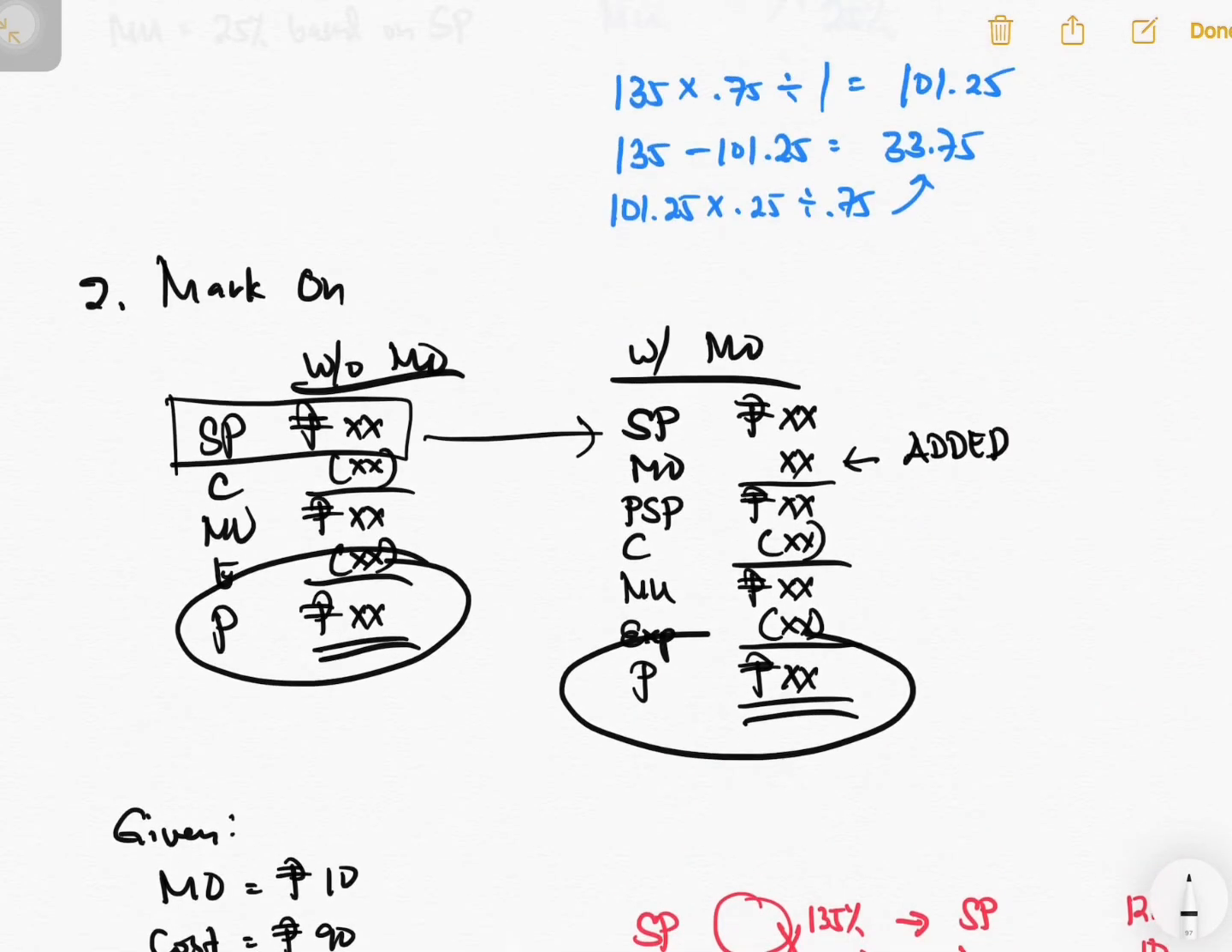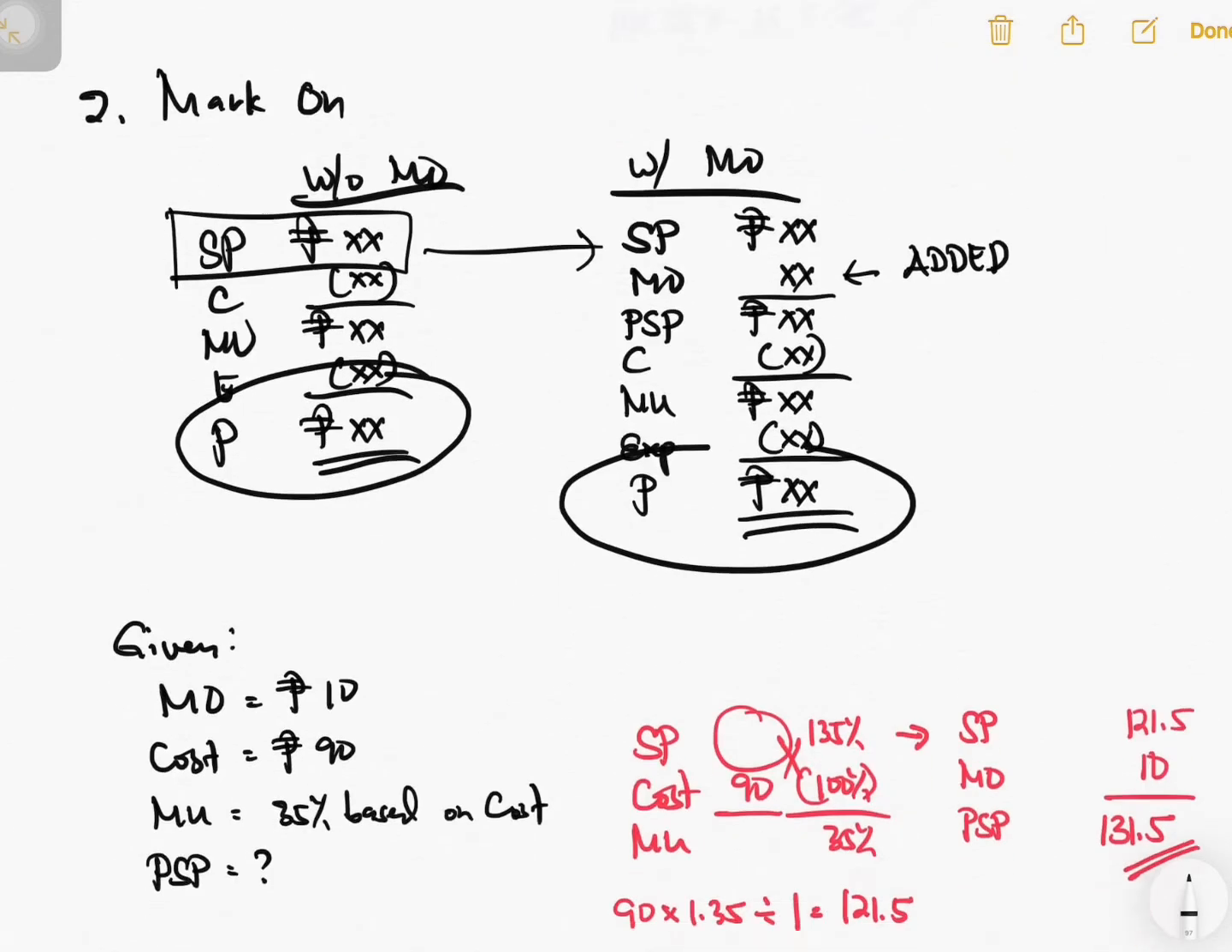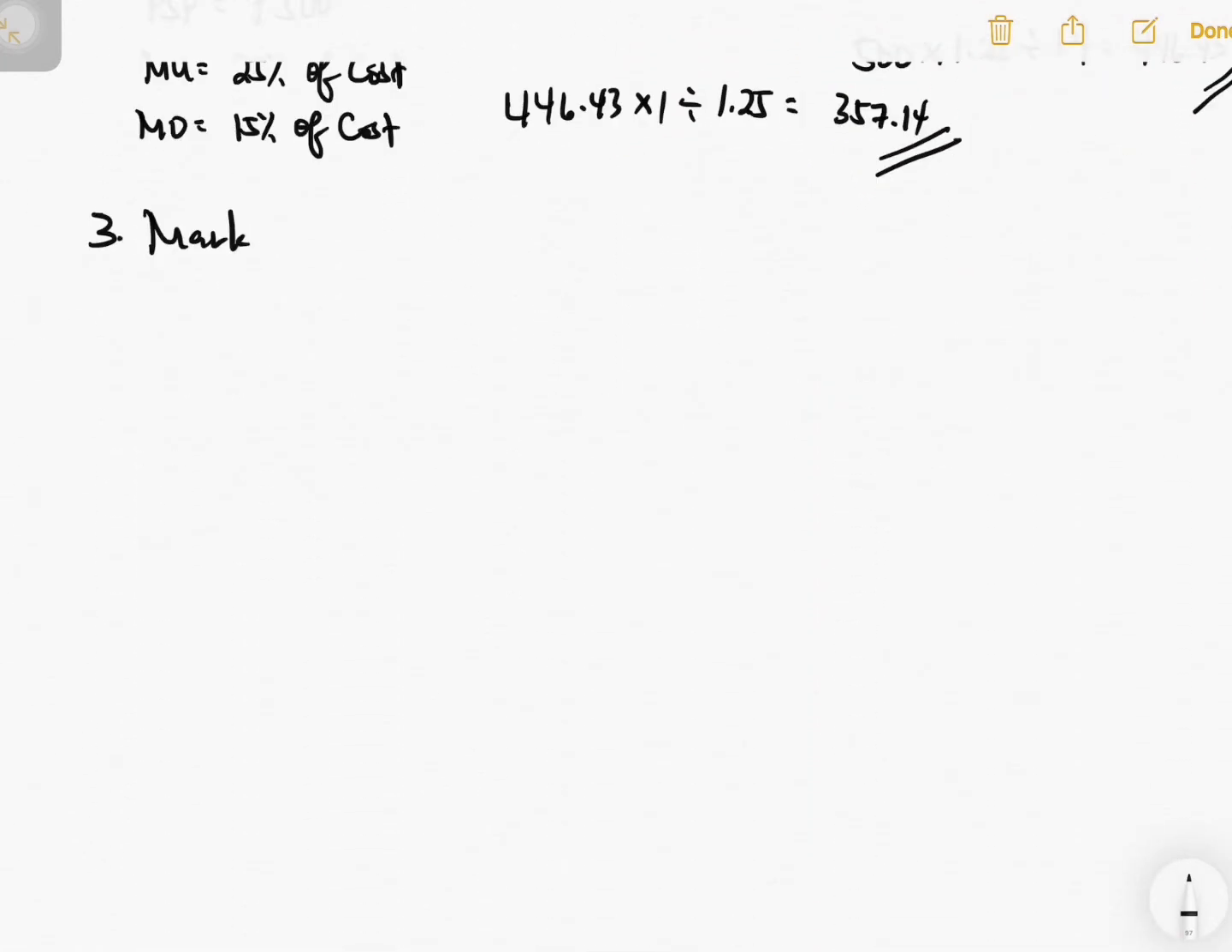So you will be setting a column without markon and then another column with markon, so that it's not confusing. Because if you do it in just one straight computation, it may confuse you depending on the problem. And that's markon. And finally, I will talk about markdown. And with markdown, same with markon, you will be setting two columns, no? One column for without markdown, and then another column for with markdown.